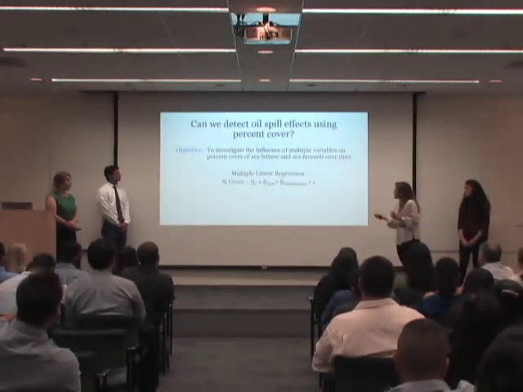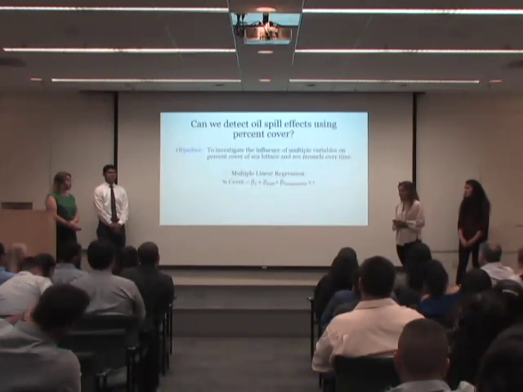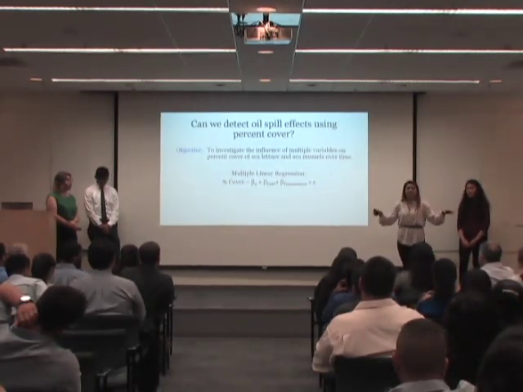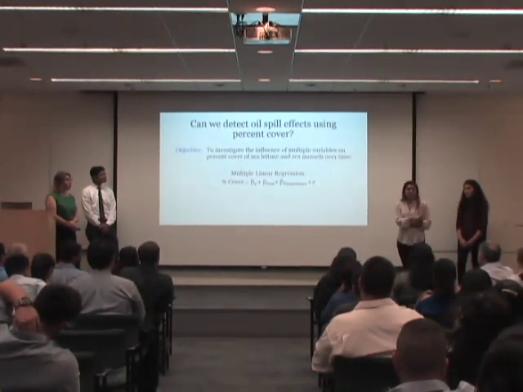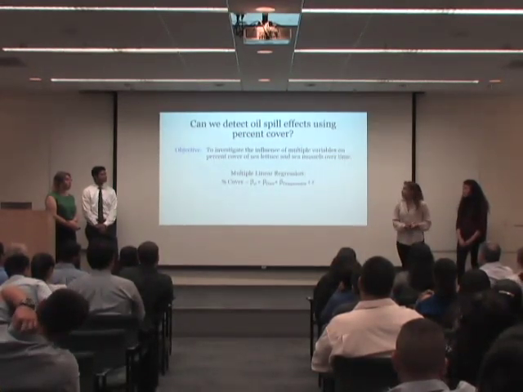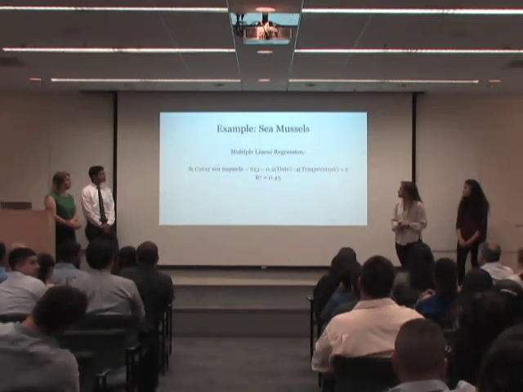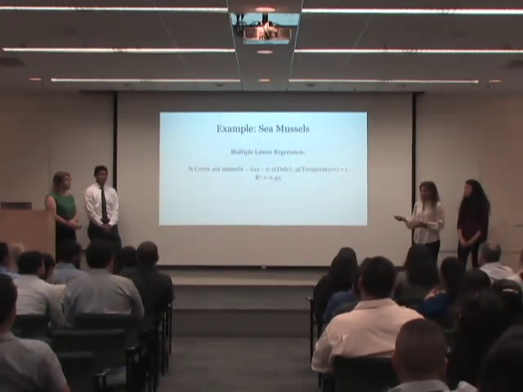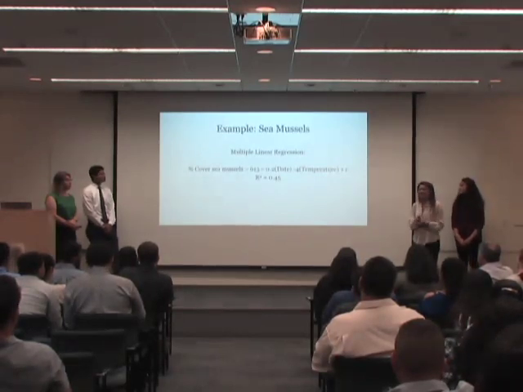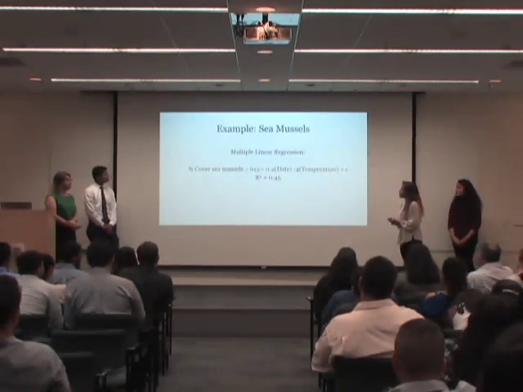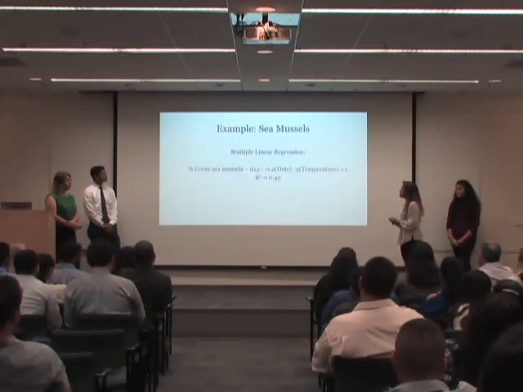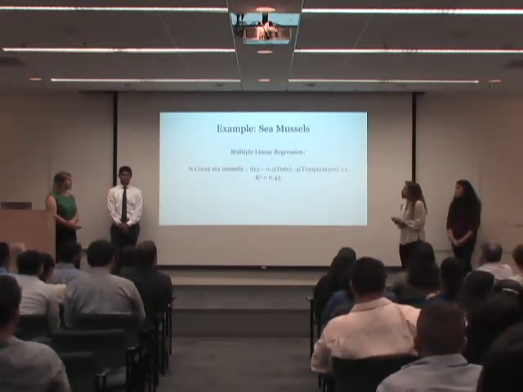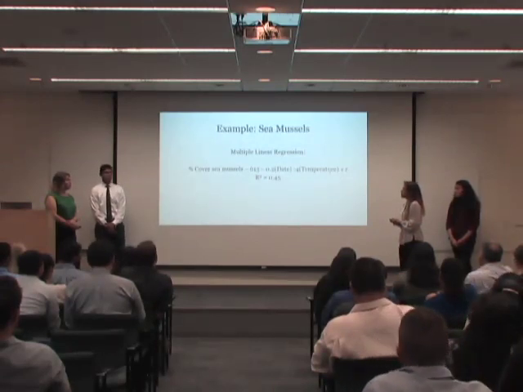The error is important because we need to account that even though the oil spill is prevalent right now, there are other reasons that this could have happened. For an example, the percent cover of sea mussels that we did in our quadrat 25 is: we had the y-intercept of 613 minus 0.2 date minus 4 temperature plus the error. So our R-squared value is also 0.45.